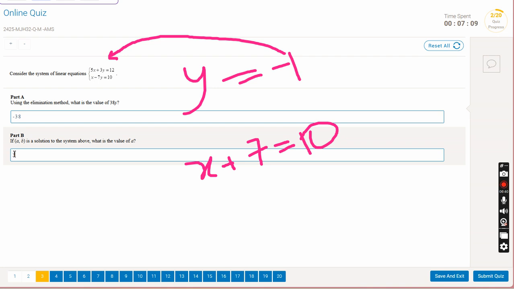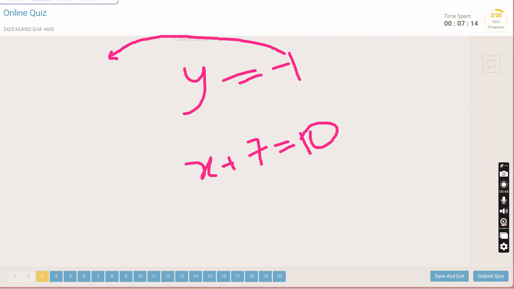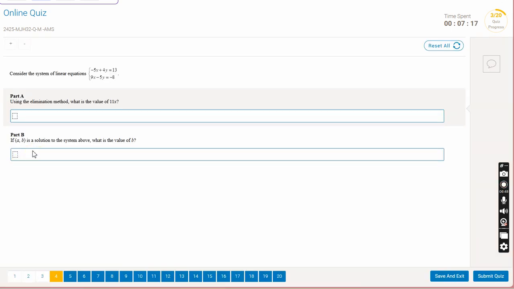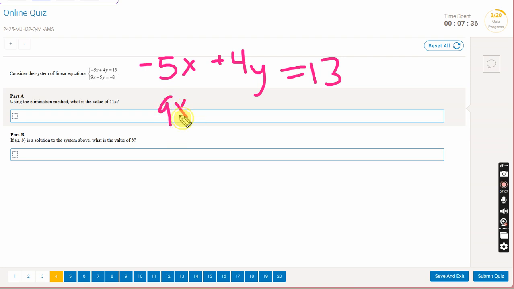Okay, let's go to the next one now. Again, elimination method. They want the x, they want you to remove the y now. So minus 5x plus 4y is equal to 13. If there's any other following-up elimination, I'll skip those because I've explained 2 of these. So minus 5x plus 4y, 9x minus 5y. Again, what are you going to do here? You're going to remove the y's, right? So times 4 here, times 5 there.